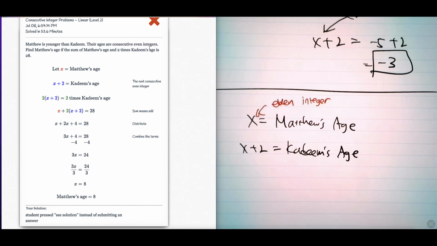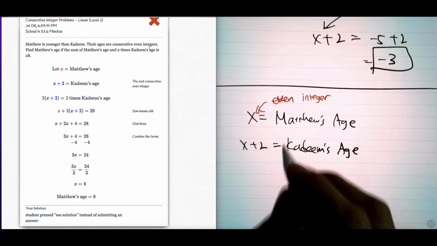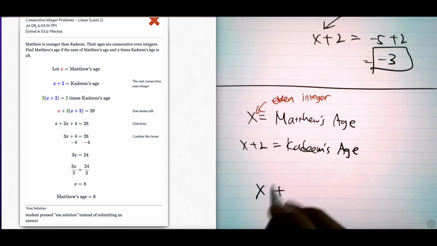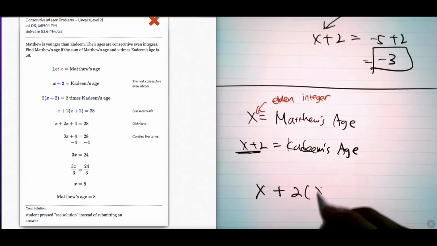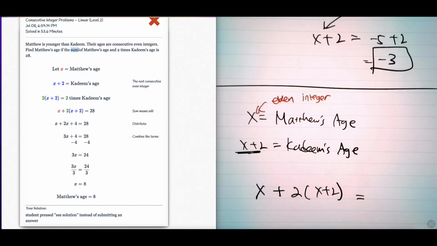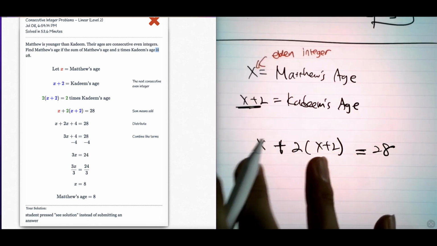Now the next thing is what you need to pay more attention to. It said, find Matthew's age if the sum of Matthew's age, the sum means plus, 2 times Kadim's age, x plus 2, is 28. The subject in this sentence is sum, and the verb is. Sum is 28. So this way we have one equation with one unknown variable, which is x.